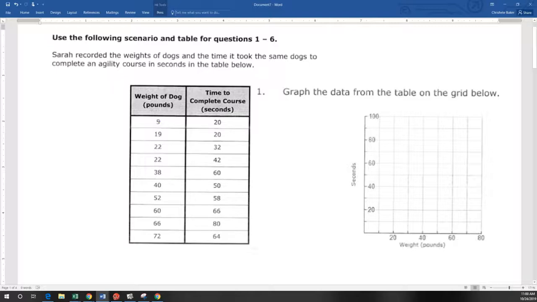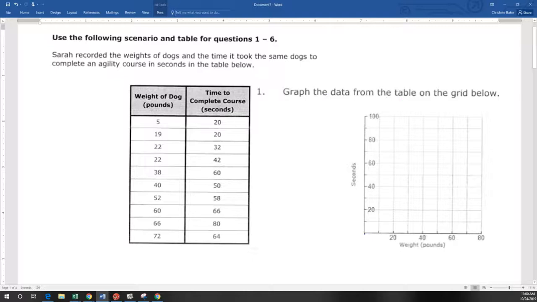So our 5-pound dog took 20 seconds. Our 19-pound dog also took 20 seconds. Our 22-pound dog took 32 seconds. Another 22-pound dog took 42 seconds. So you see how that works. It says graph the data.